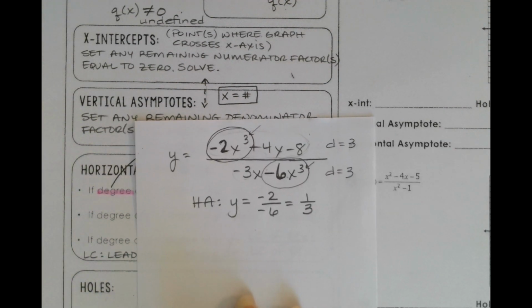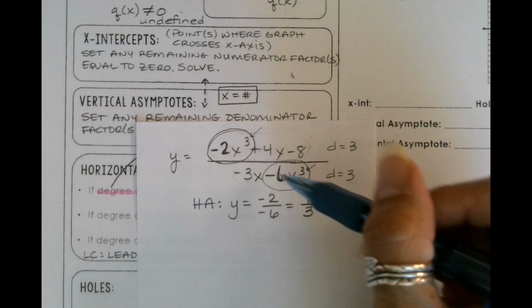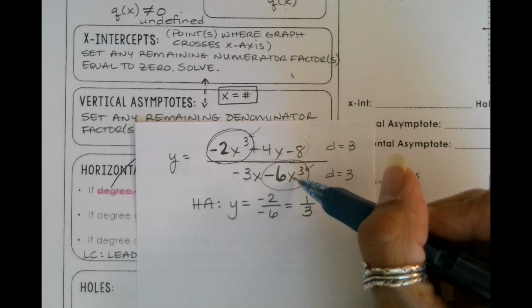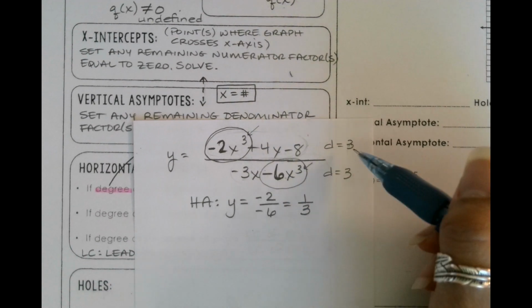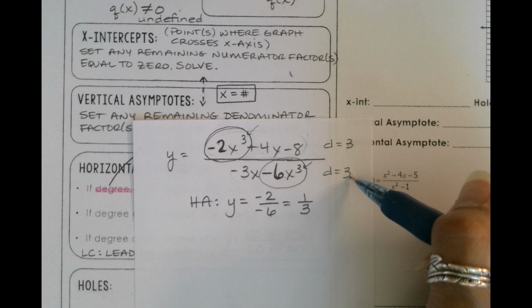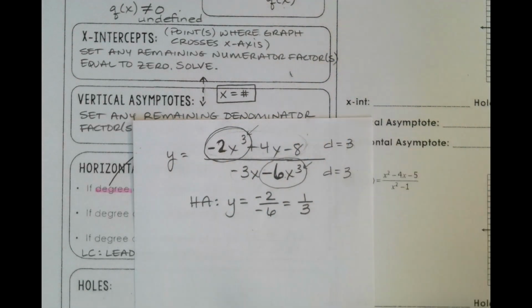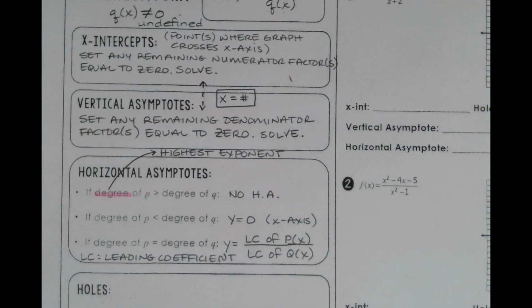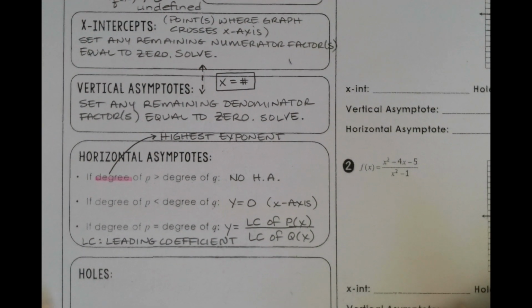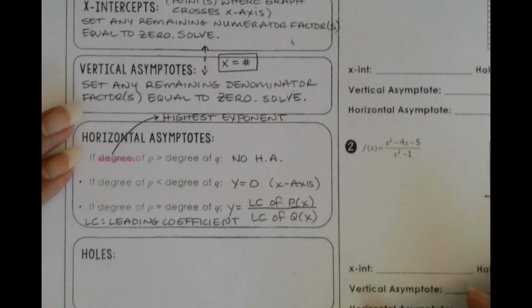So it requires you identifying the leading term, and the leading term is identified by finding the highest exponent of all terms of the polynomial. Okay? So that's how you do horizontal asymptotes.